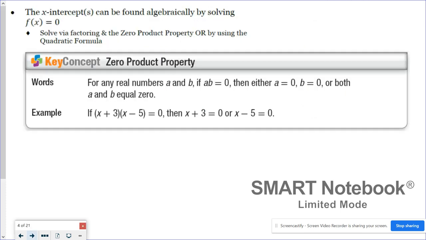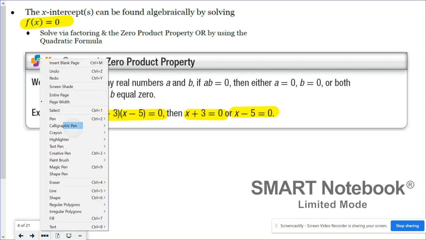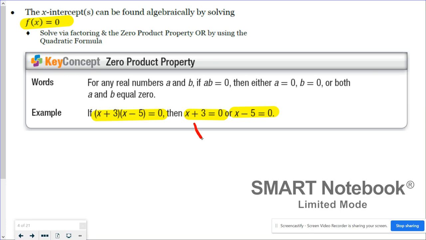Like I said, they can be found algebraically by solving the equation f of x equals 0. So you can take a quadratic equation and write it in its factored form, so you'll get the factored form equals 0. And then the zero product property basically says to take each factor and set it equal to 0. So here, x plus 3 equals 0, x minus 5 equals 0, and then you would simply solve those equations. So you'd get that one of your x-intercepts is -3, and the other one is 5.